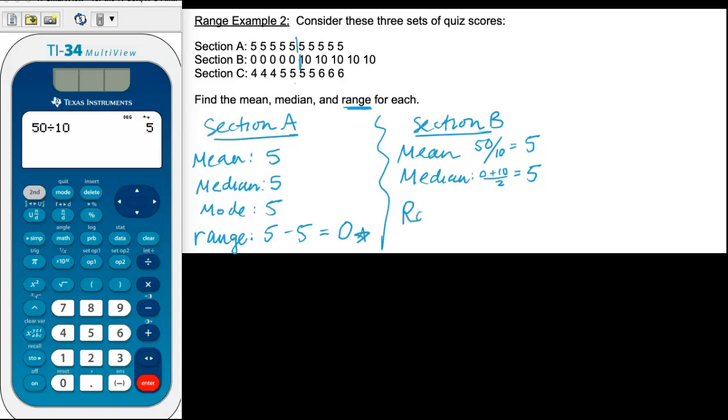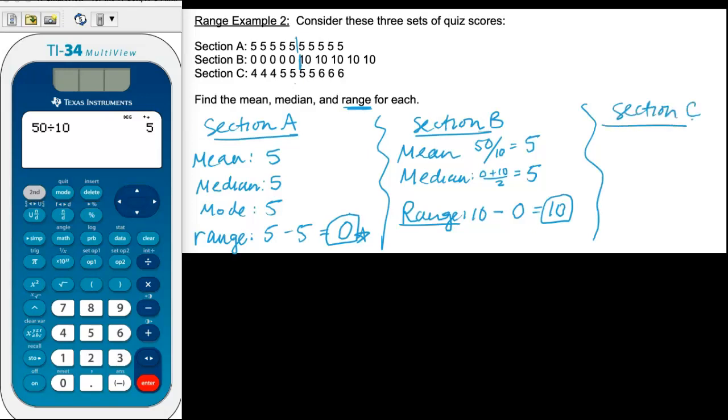And so it's helpful to find the range. So here we're going to find the max, which is 10, minus the min, which is 0. So the range is 10. And now let's look at section B. Or I'm sorry, section C.